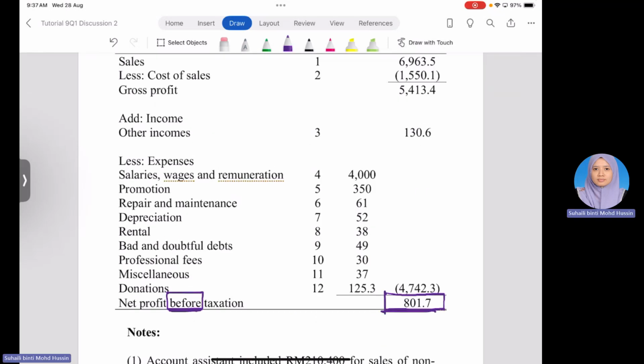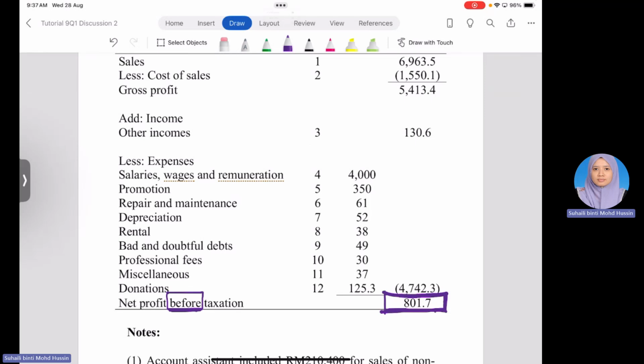So you will start to make the adjustment from this amount because all the amounts of income in the SOCI you already added and all the amounts of expenses you already minus in arriving at net profit before taxation. So all the income and all the expenses are already calculated and the result is the net profit before taxation. That's why we start with the net profit before taxation when we want to make the adjustment.